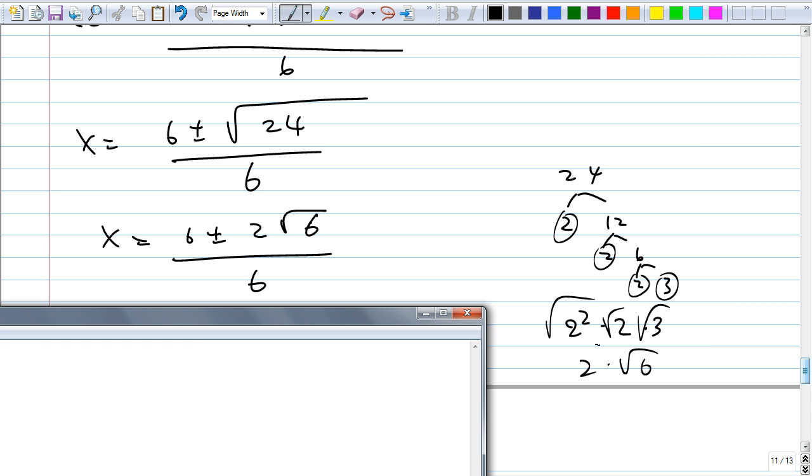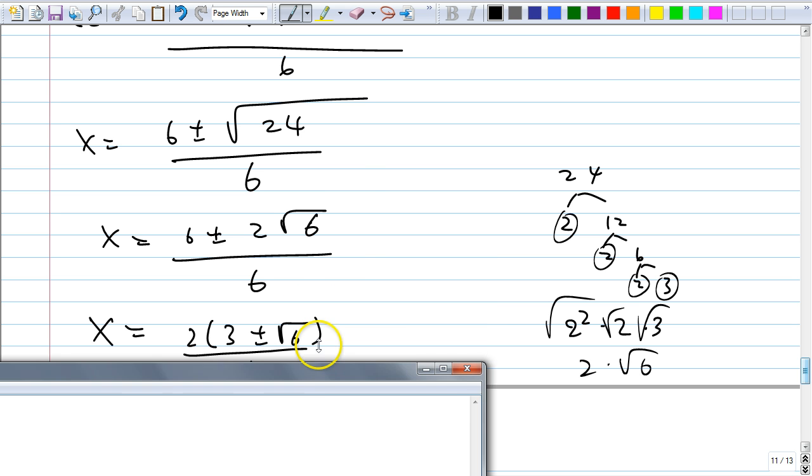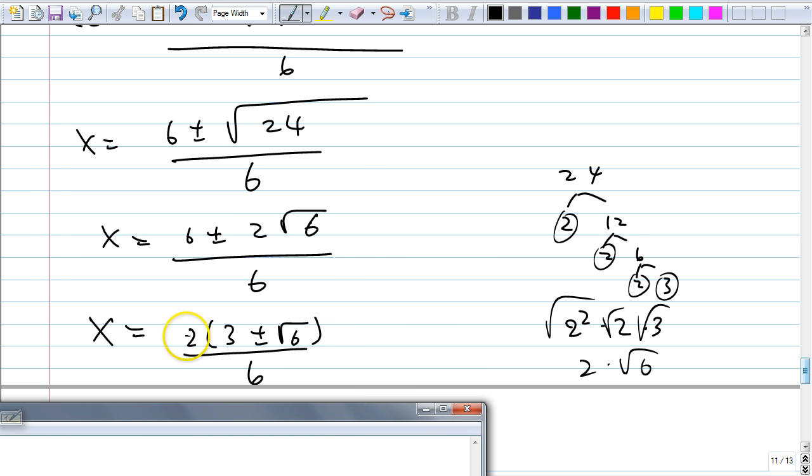Even though it looks very simple, look at the numerator. I got 6 plus or minus 2 rad 6 over 6. Could I factor out a common factor from the top? What is the common factor? 2. I can factor it out from the top. And now can I cancel it out with the 2 and 6? Because 2 is a factor of the whole numerator, and you've got 6 on the bottom. Now can I cancel this out?